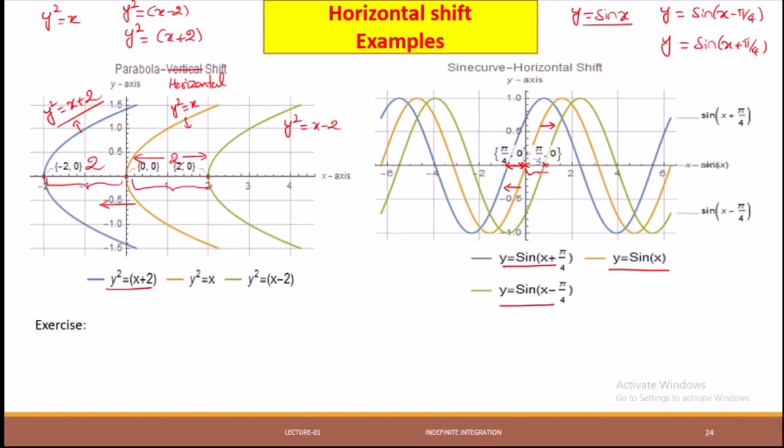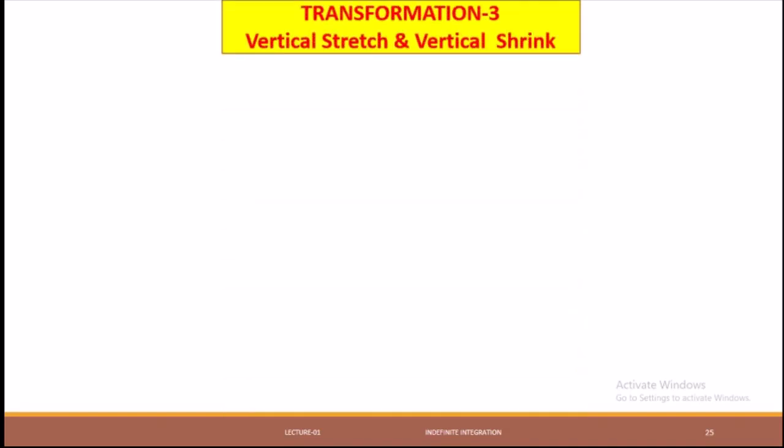Now try out some exercise problems. Here is the first exercise problem. Y square is equal to x plus 3, y is equal to x minus 2 whole square, y is equal to cos of x minus pi by 4, and y is equal to mod x plus 2. Try out these graphs on your own, and here is our next graphical transformation, namely vertical stretch and vertical shrink.